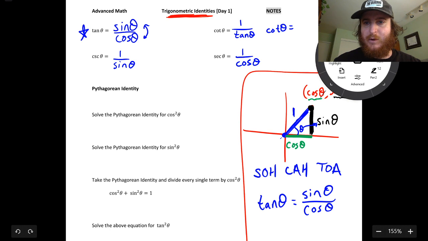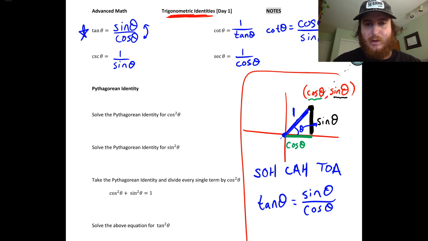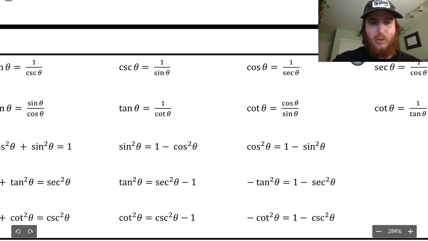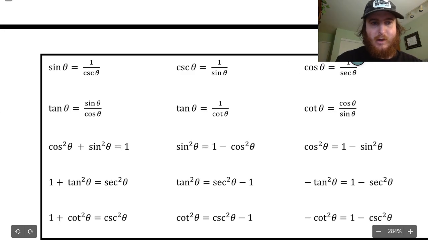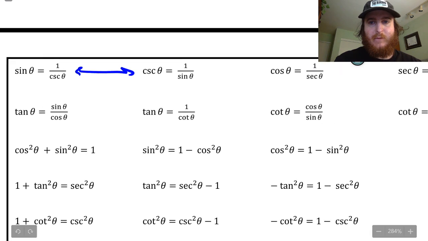So when we inverse it, instead of sine on top, we're going to get cosine theta over sine theta. All right, so these are kind of those basic ones, and I have a list here. We'll get to it later, but I do want to point out that you can always write these backwards, right? So sine theta is 1 over cosecant theta, but you can write it as cosecant theta is 1 over sine theta. All right, same thing.